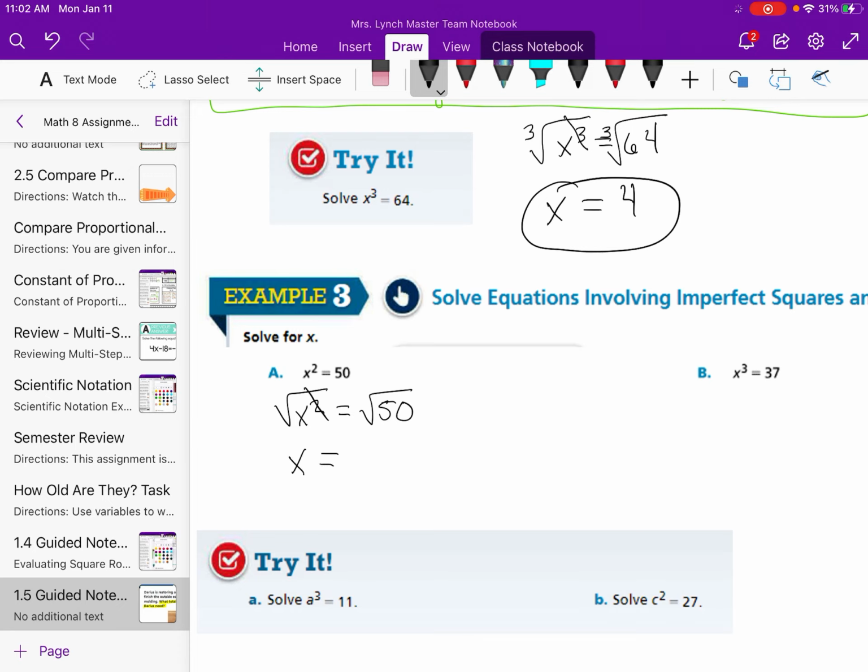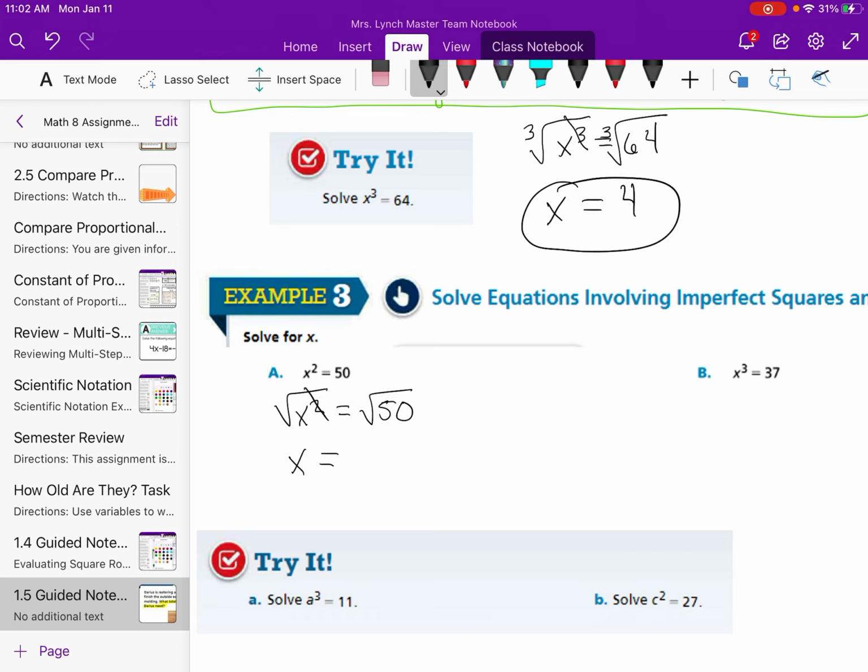And then we need to figure out, okay, what number times itself will give you 50? Well, the closest to it would be 7 times 7, which is 49. But 8 times 8 is 64. So there's nothing that multiplied by itself gives you 50. So in a case like this, and you can type this into your calculator as well, you'll see it's probably going to be 7 point something. You will see that it does not give you a perfect number.